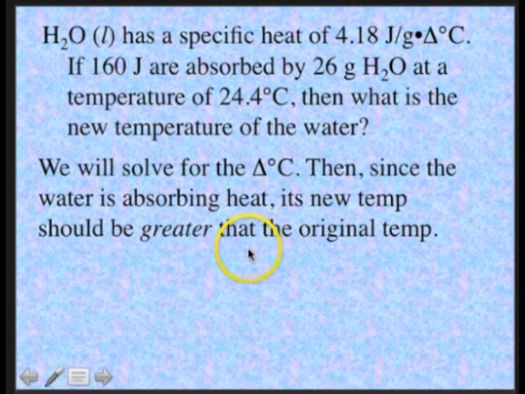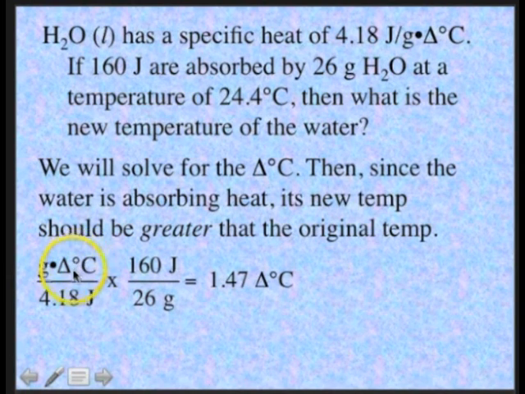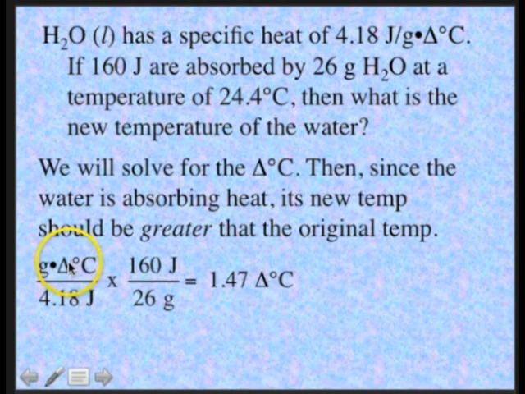There's another way to do this too. We'll do it the algebraic way in a minute, but just watch how we've done it here. I've inverted my specific heat to give delta degree C in the numerator because I want to solve for delta degrees C, or the change in temperature. And then 1 gram in the numerator and 4.18 joules in the denominator. And I purposely inverted it to put delta degrees C in the numerator.